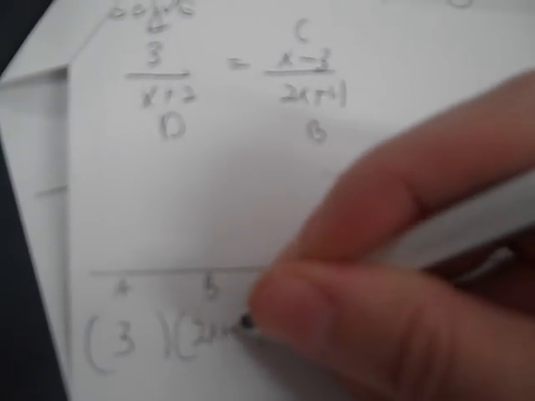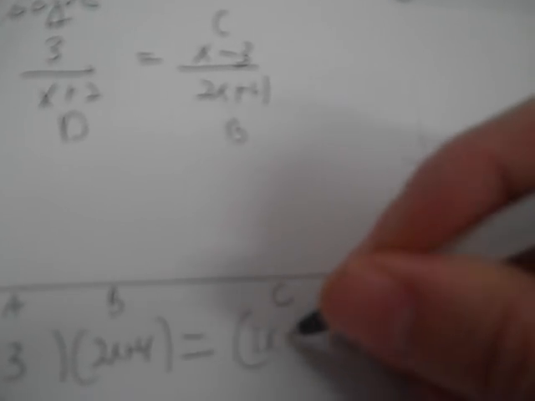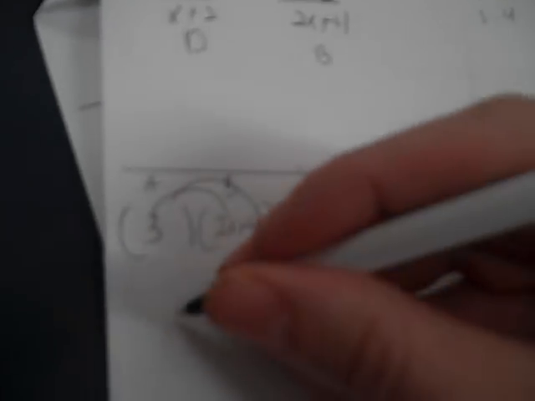So 3 times 2x plus 4, and then C is going to be 1x minus 3. If you want to make it plus negative 3, go for it because you're going to have to multiply. And then D is 1x plus 2. Okay, now drop your equals, and now we multiply. Okay, I take 3 times 2x and 3 times 4, and that's 6x plus 12.